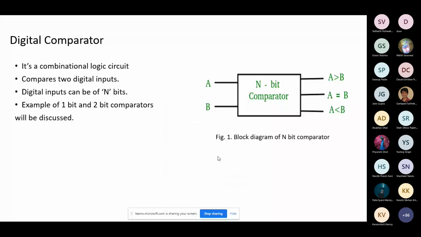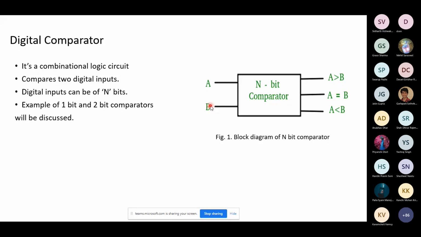Okay, so let's start with the digital comparator. This is one of the combinational logic circuits where two numbers are given at the input of the circuit. It can be an n-bit number. Let's say there are two, A and B. Both can contain n number of bits, and the circuit will compare these two digital numbers, whether A is greater than B, or A equal to B, or A less than B.